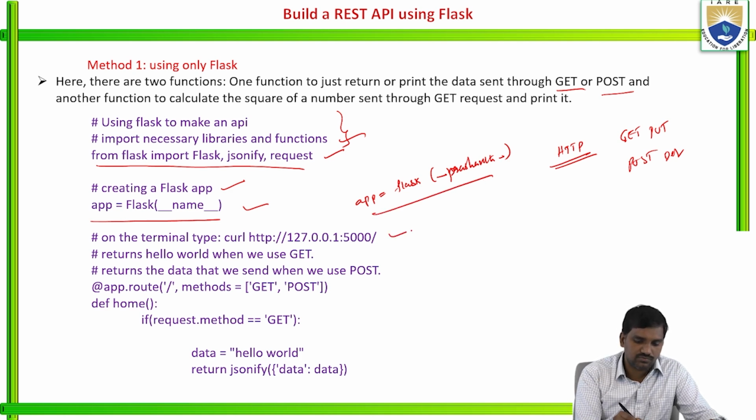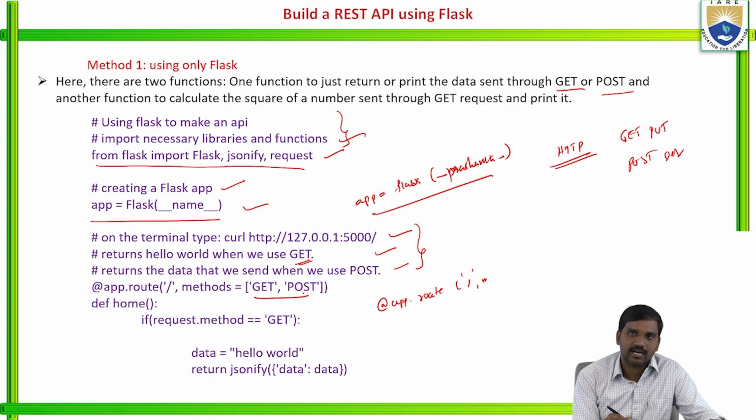On the terminal, this is the localhost website. It returns hello world, and when we use the get command, it returns the data that we send. For these command lines, we write @app.route with methods get and post, def home(), colon, if request.method equals get.